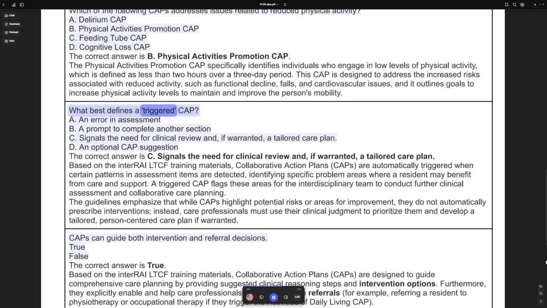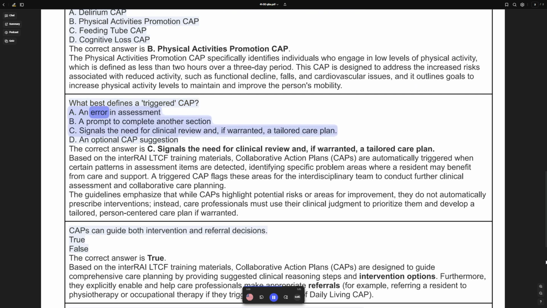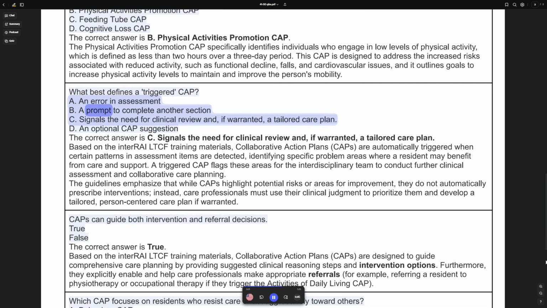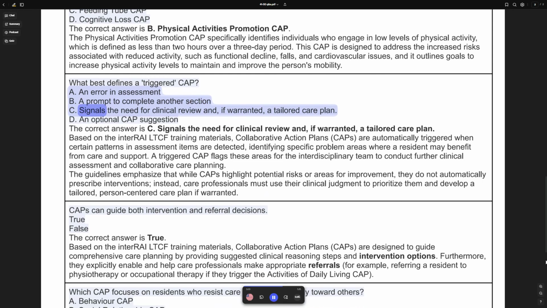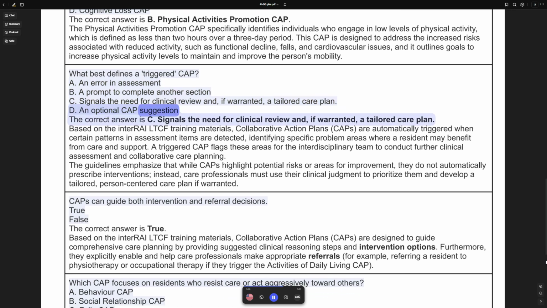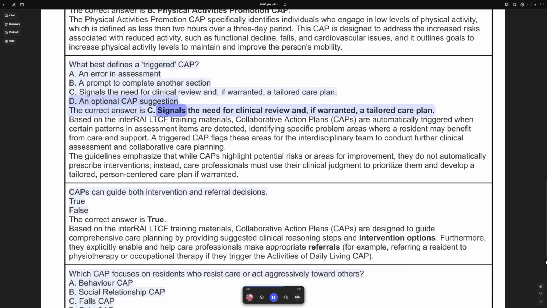What best defines a triggered CAP? A. An error in assessment. B. A prompt to complete another section. C. Signals the need for clinical review and, if warranted, a tailored care plan. D. An optional CAP suggestion. The correct answer is C. Signals the need for clinical review and, if warranted, a tailored care plan.